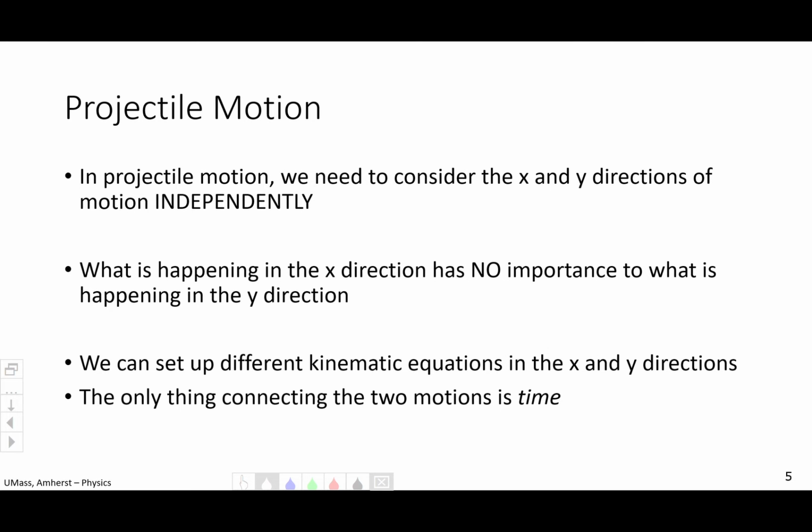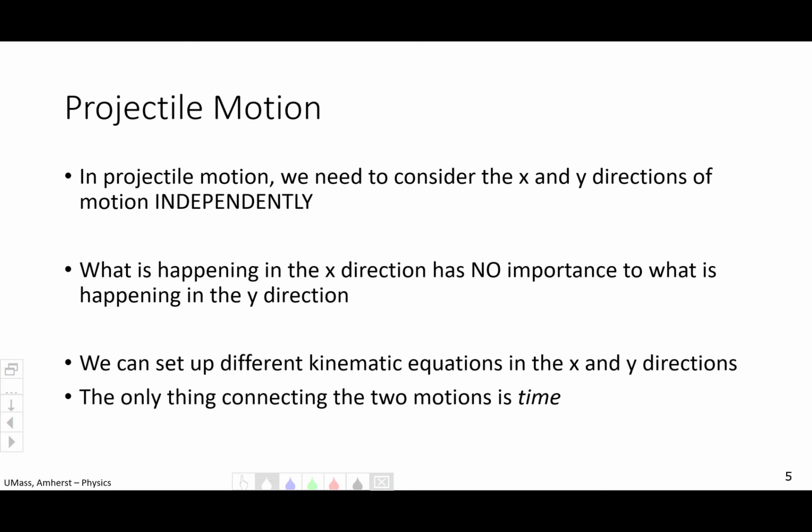For projectile motion, we're going to need to consider the x and y directions of motion independently. What I mean by that is that what is happening in the x direction has no importance whatsoever to what is happening in the y direction. So that means we can set up completely different kinematic equations in the x and y directions. They act separately. And the only thing connecting the two motions is going to be time.